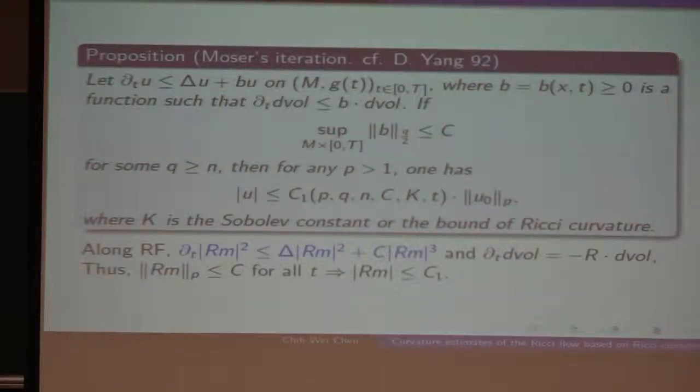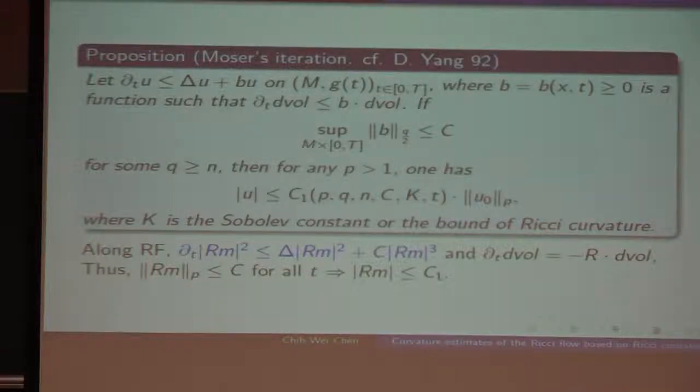Okay, so the third part of my talk is about the Moser iteration, the comparison between Moser iteration and my argument here using Perelman's point-picking lemma. So let me recall the Moser iteration. This is a version given by Dan Young in his 92 paper. If you have a function satisfying this differential inequality, and if you have an integral bound of B for all t, then you have a pointwise bound of U. Okay, and this bound depends on the LP bound of the initial value of U.